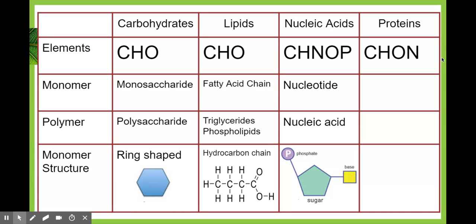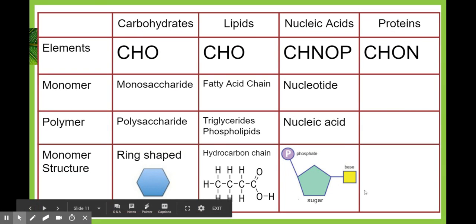Our next one in our preview of our organic molecules is our information on nucleic acids. So I already said nucleic acids are things like DNA and RNA, and they are built of molecules called nucleotides. And you put a bunch of nucleotides together, easiest one to remember, and you get a nucleic acid.